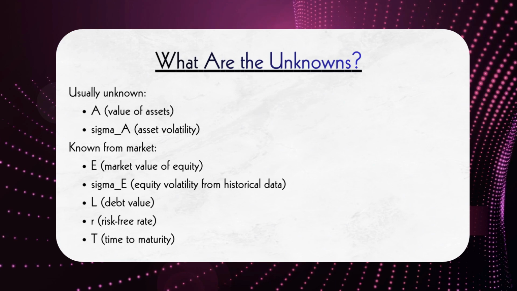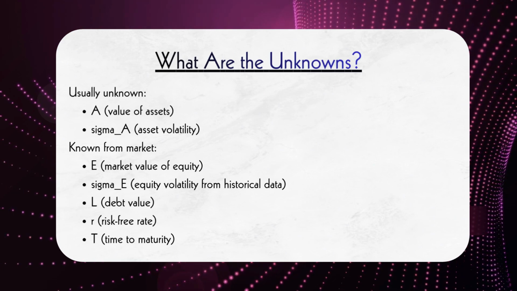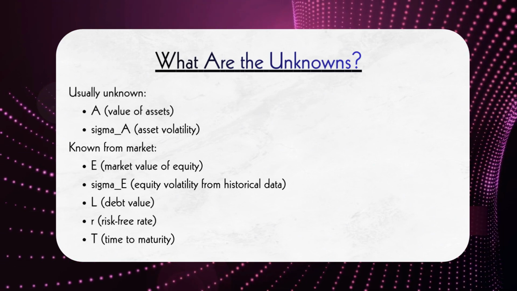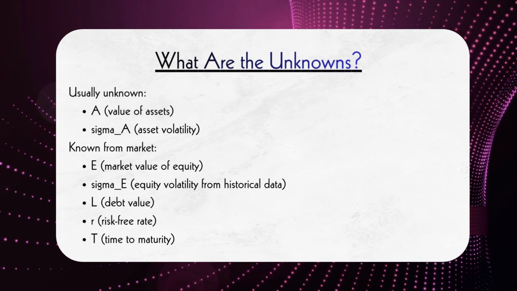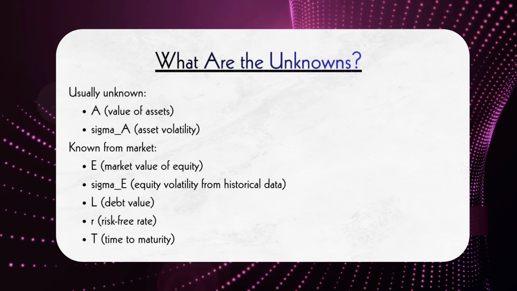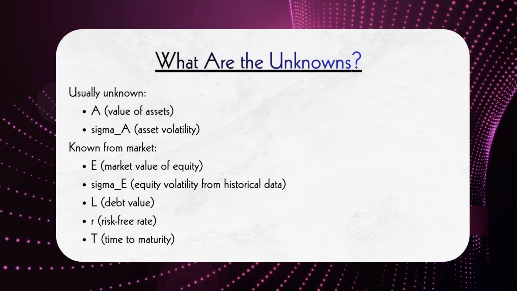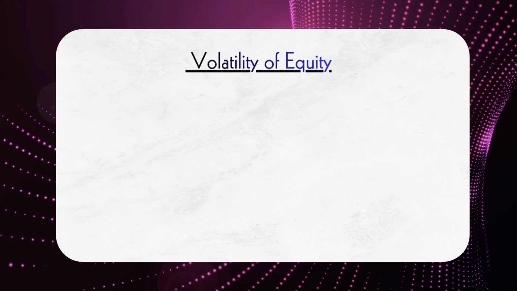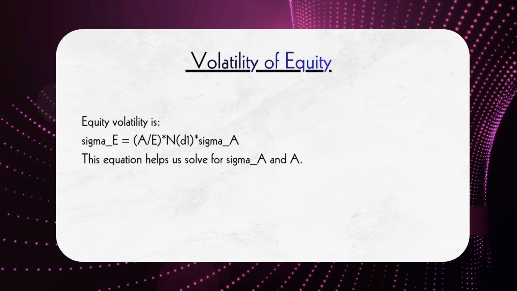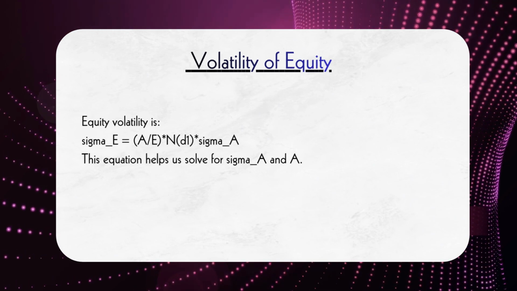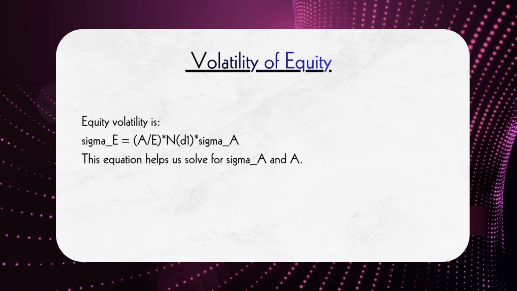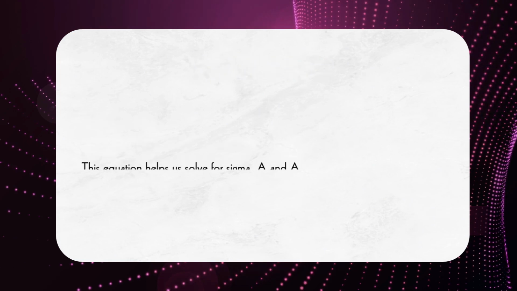What we do observe is the market value of equity E and the equity volatility σ_E estimated from historical stock returns. We also know the debt value L from the balance sheet, the risk-free rate R from treasury yields, and time to maturity T. The volatility of equity is linked to asset volatility using the formula σ_E equals A divided by E multiplied by N(d1) multiplied by σ_A.